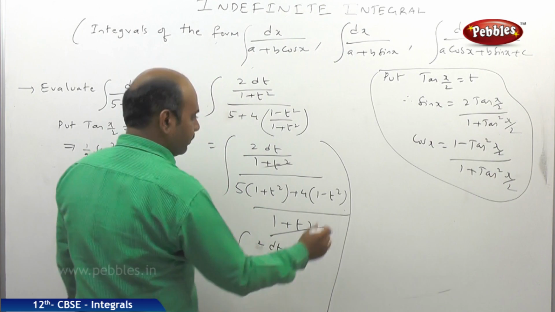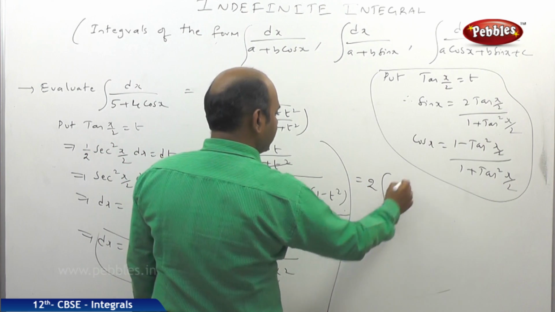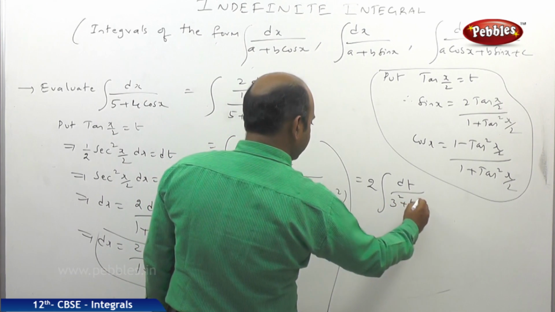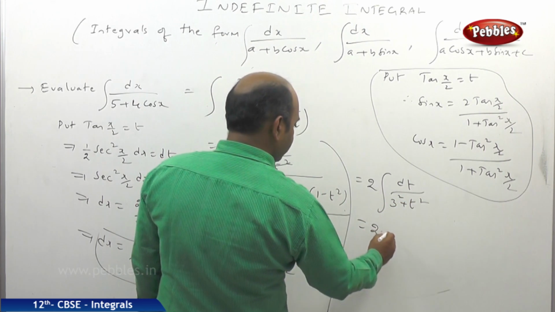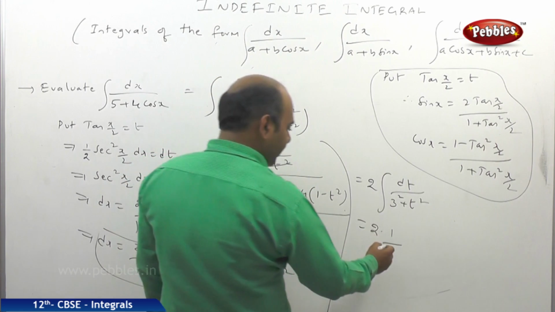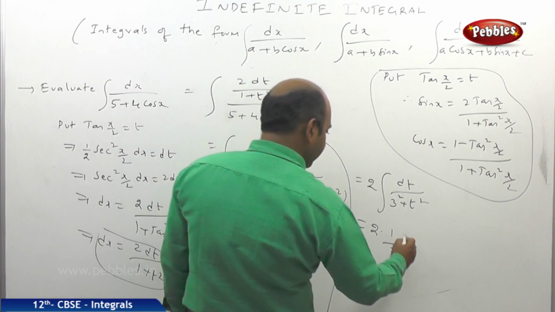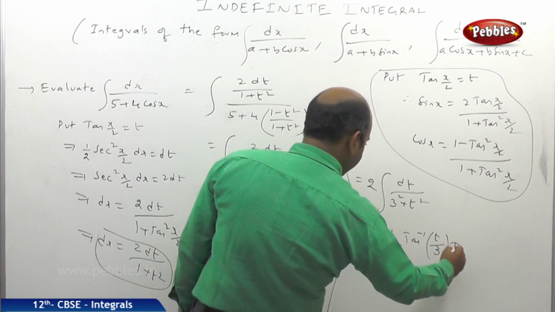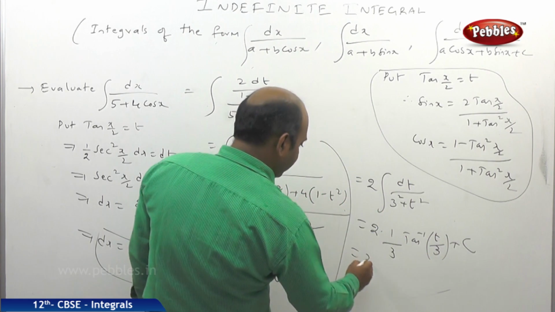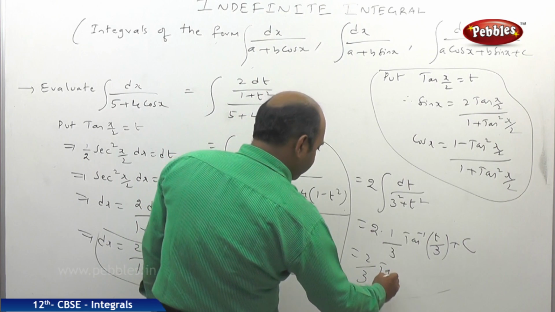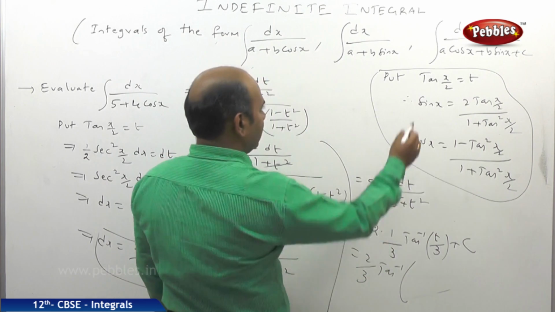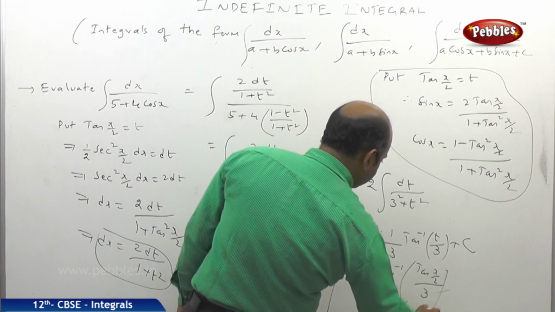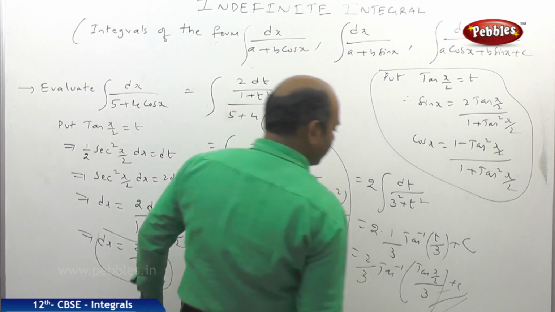So finally, 2 will come outside. There remains dt by 3 square plus t square. So 2 into 1 by a, 1 by a means 1 by 3, tan inverse of x by a, x by a means t by 3, and here plus c. So the final output will be 2 by 3 tan inverse t, in place of t tan x by 2, by 3, plus c.